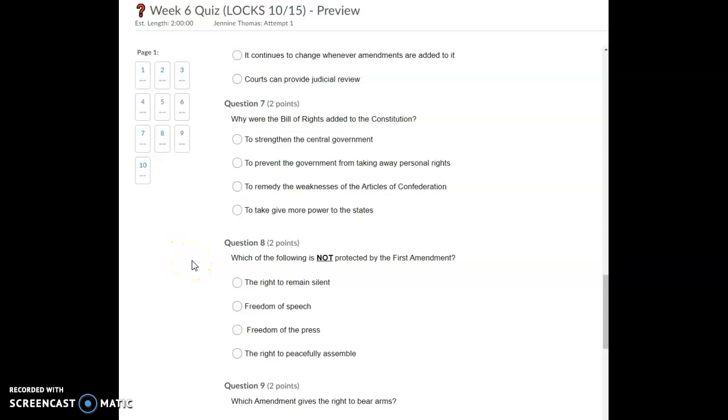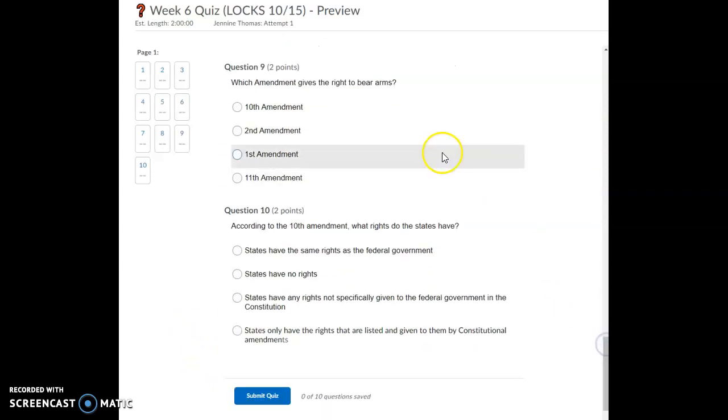Question 8. Which of the following is not protected by the First Amendment? The right to remain silent, freedom of speech, freedom of the press, the right to peacefully assemble. Question number 9. Which amendment gives the right to bear arms? 10th Amendment, 2nd Amendment, 1st Amendment, 11th Amendment.